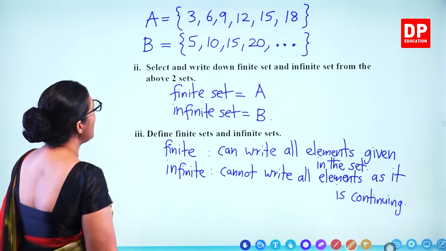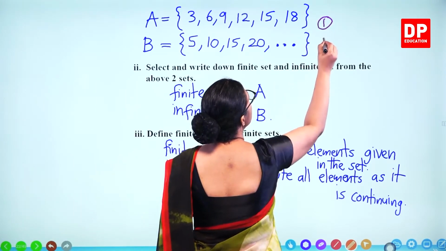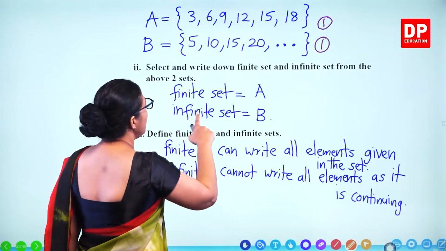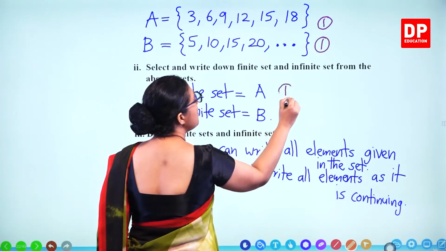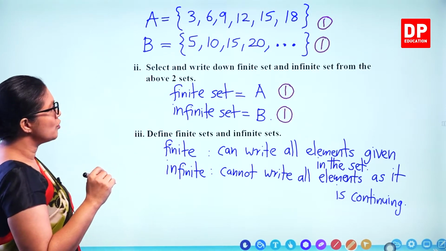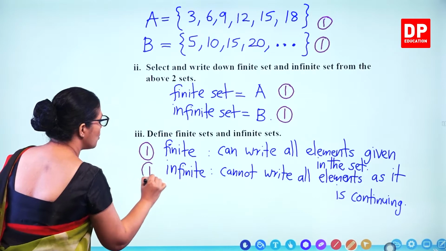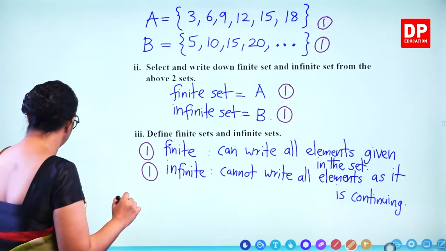So the first part, writing down A and B, 1, 1. And here identifying A and B finite and this, you get another 2 marks. So 4. Definition, another 2. 6 marks.